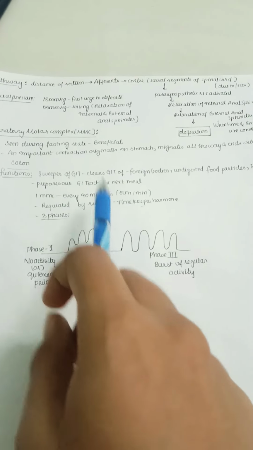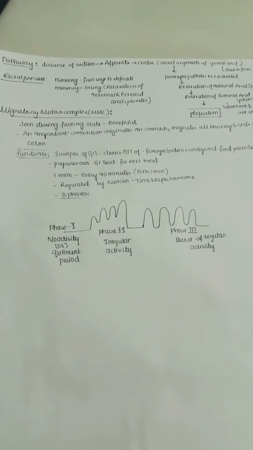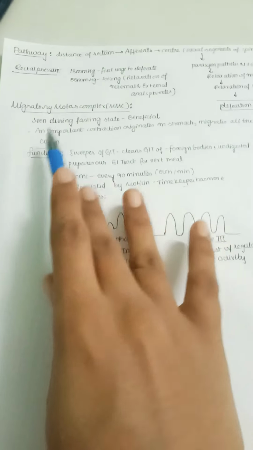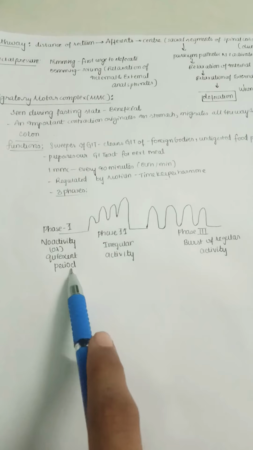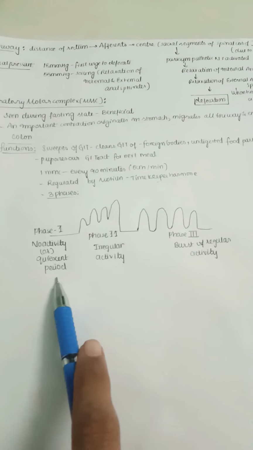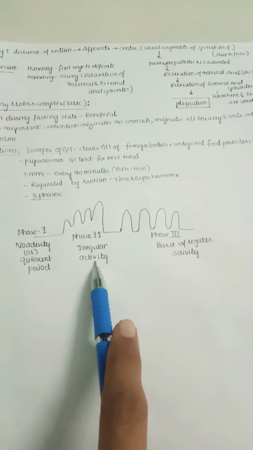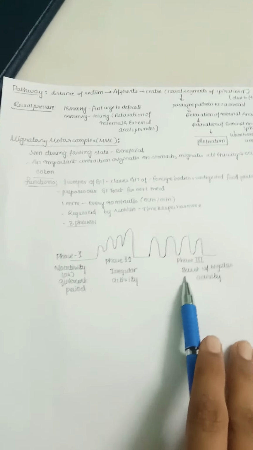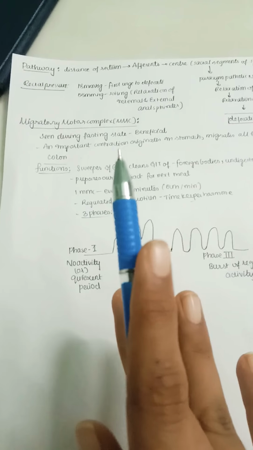It's regulated by motilin. Motilin is a timekeeper hormone, so motilin regulates these MMC movements. It occurs once every 90 minutes, and you can see three phases in the migratory motor complex. The first phase is no activity, or the quiescent period. The second phase is irregular activity. The third phase is a burst of regular activity. These are the three phases seen in the migratory motor complex.